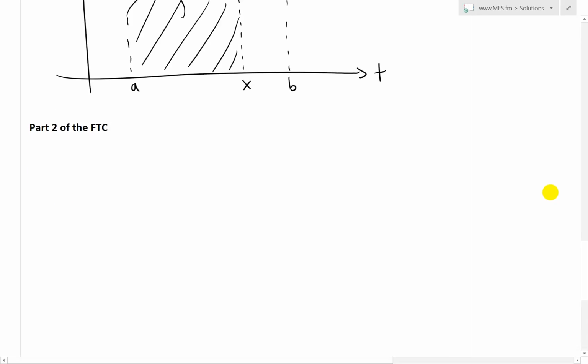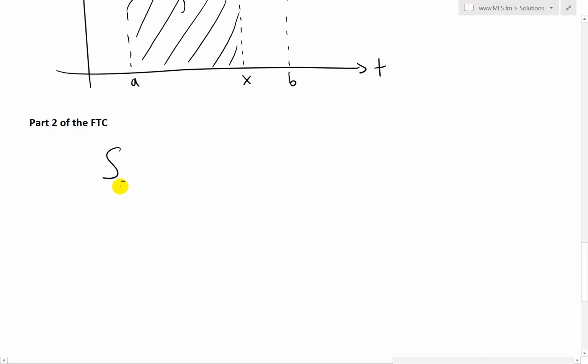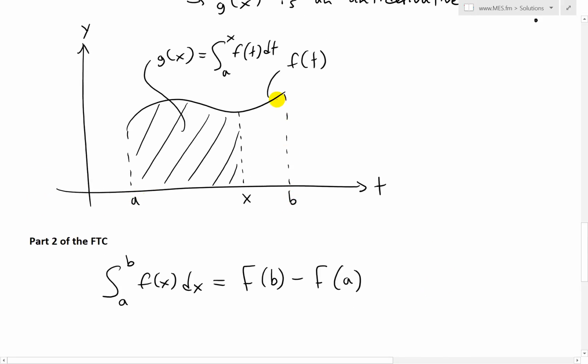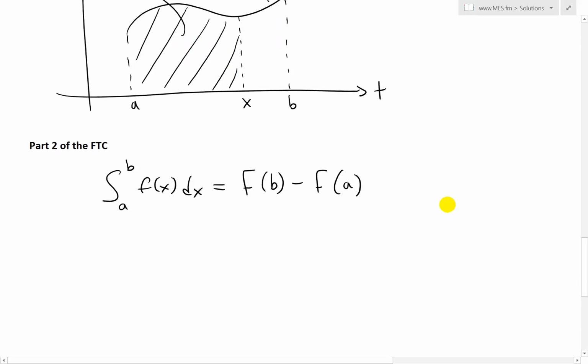And now part 2 of the FTC is taken as this. Again, just to recap, the integral from a to b, so this is looking at a definite value, of f of x dx equals a subtraction, capital F of b minus capital F of a. This is finding a definite number from a all the way to b, finding the area across this whole thing, as opposed to just this x variable.